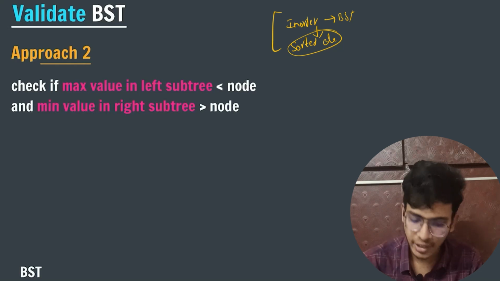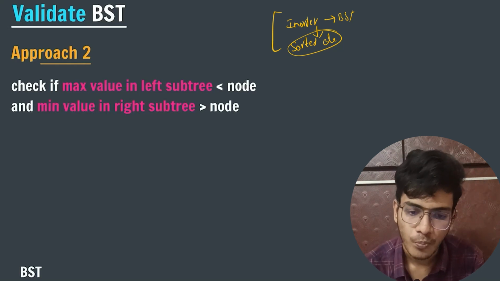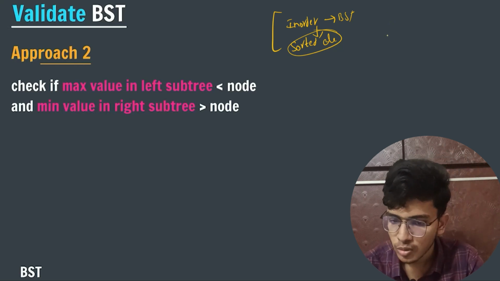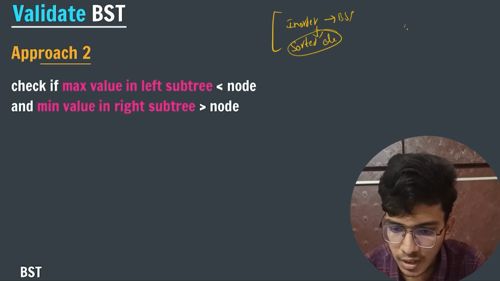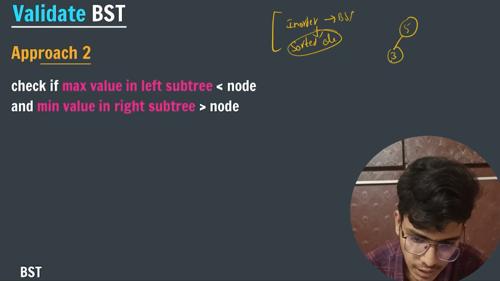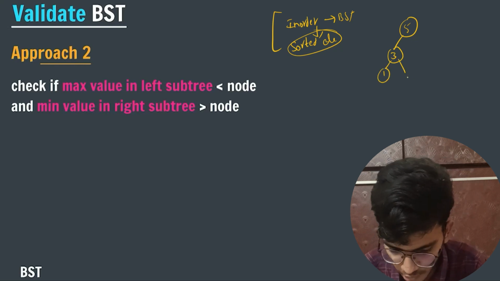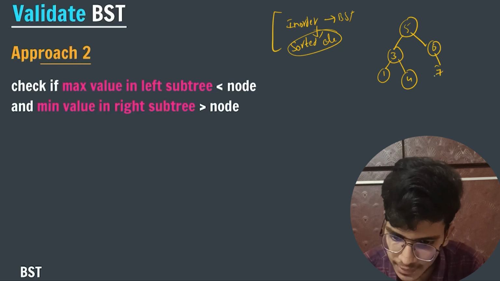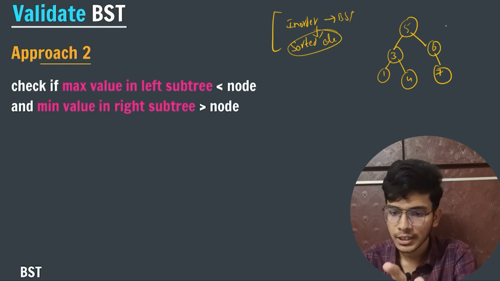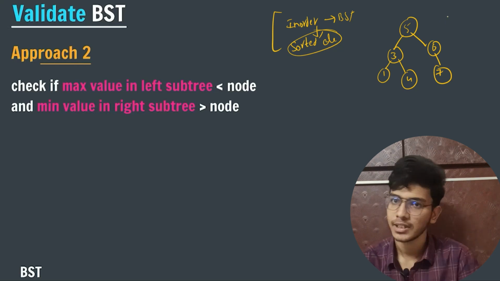Approach 2 is kind of different. Now let us talk about approach 2. To understand it, let us take an example of a tree. Let's say this is my tree: 5, 3, 1, 4, 6 and 7. Now I need to check whether this particular tree is a valid BST or not.